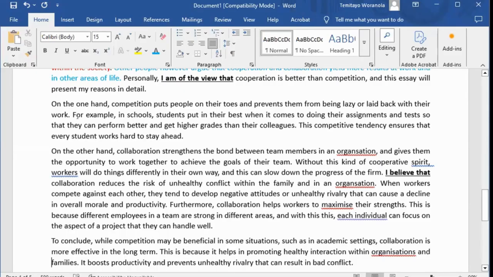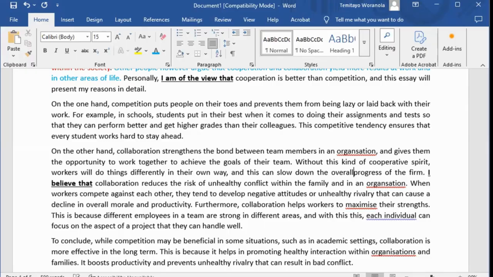Now, paragraph 3. On the other hand, collaboration strengthens the bond between team members in an organization and gives them the opportunity to work together to achieve the goals of their team. Without this kind of cooperative spirit, workers will do things differently in their own way, and this can slow down the overall progress of the firm.